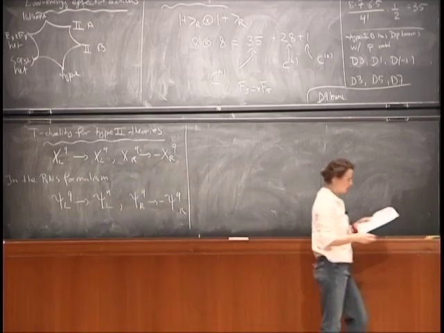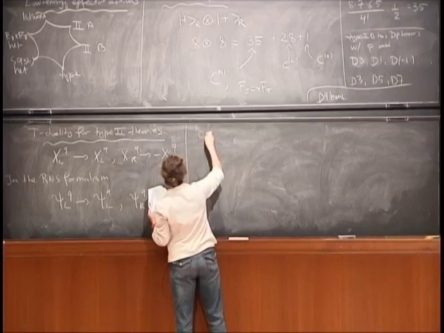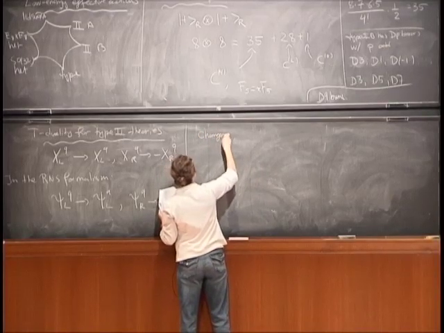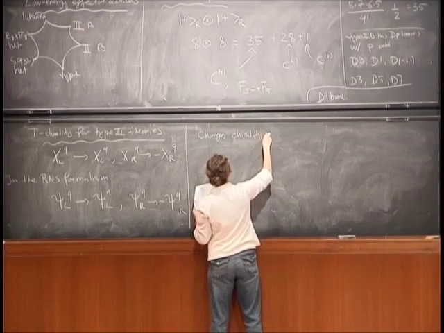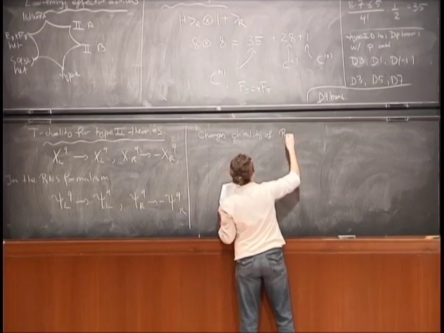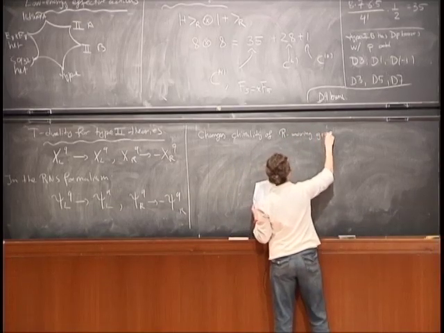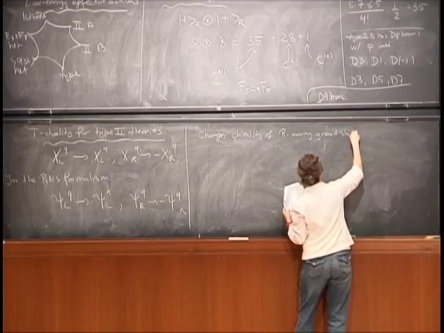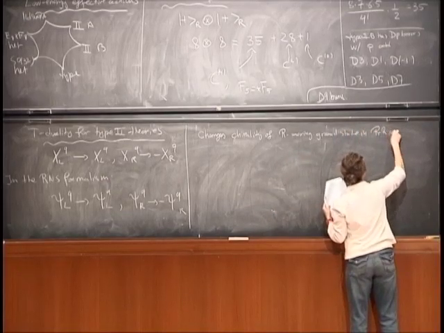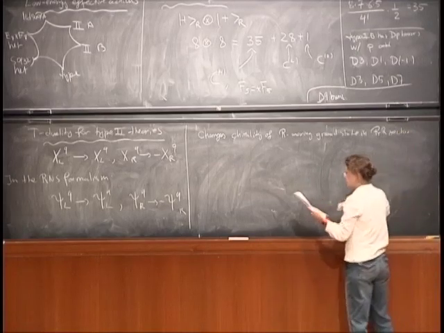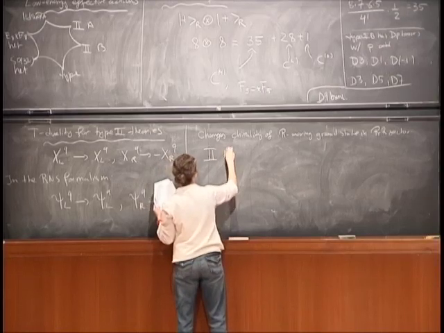So this changes the chirality of the right moving ground state in the Ramond sector. So it exchanges type 2A and type 2B under T-duality.